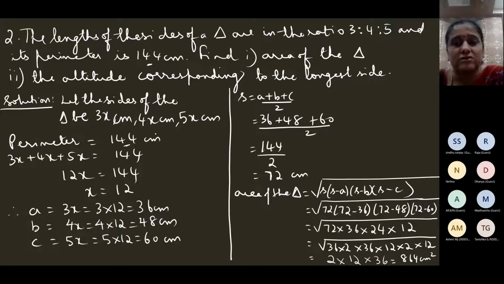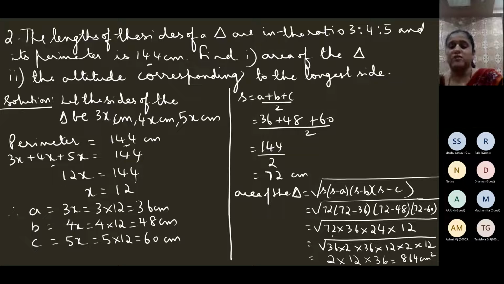But how do you find the perimeter? 3x plus 4x plus 5x. So 3x plus 4x plus 5x is equal to 144. That's how we find the perimeter. The sum of the three sides is equal to 144. So you get the value of x. Once you get the value of x, you can find 3x, 4x, and 5x, that is the sides of the triangle. And then use the formula and find the area.